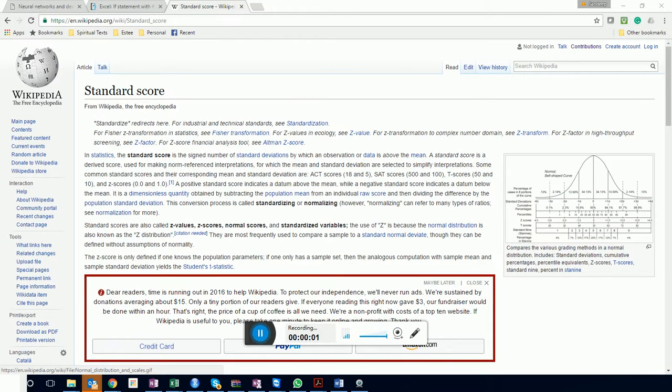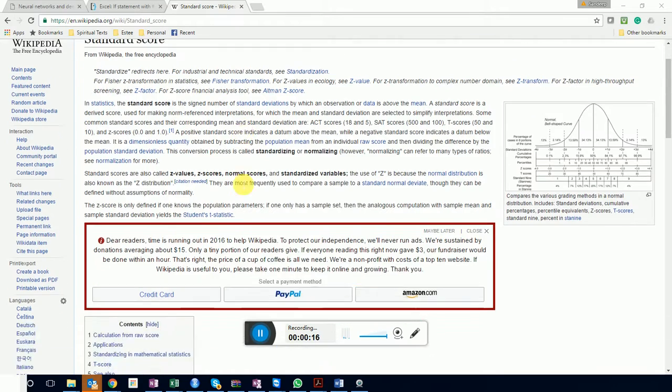Hi, today I want to tell you about z-score. Z-score is used to measure how different a number is from another set of numbers. Here's the definition of z-score. It's also called a standard score, from Wikipedia.